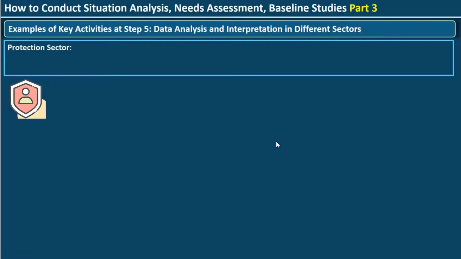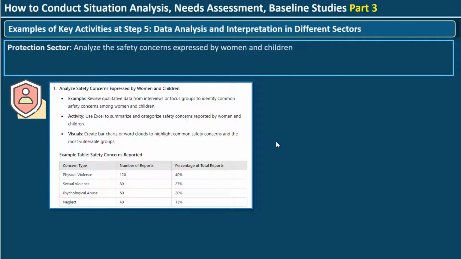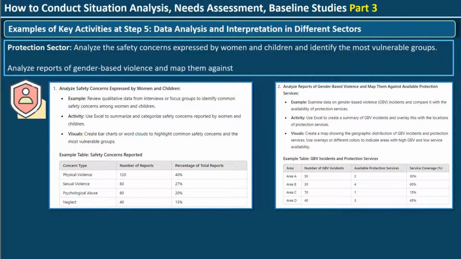In the protection sector, we will need to analyze the safety concerns expressed by women and children and identify the most vulnerable groups. We'll need to analyze reports of gender-based violence and map them against available protection services to identify underserved areas.